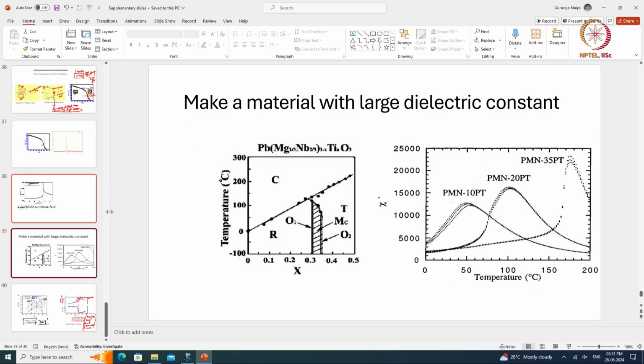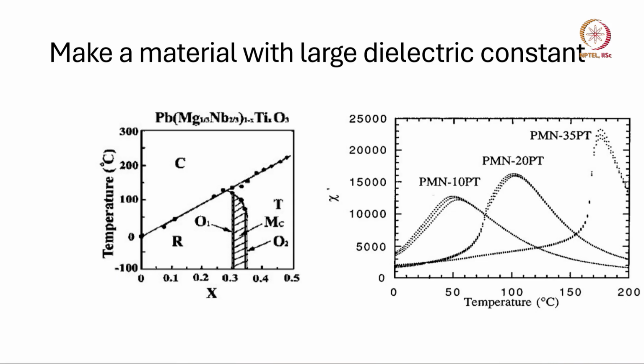Now, the phase transition, as we have seen in case of PZT, can also be not just with temperature, but it can be with composition, right. So here there is another material called PMN-PT, right. So this I just briefly mentioned, what is called a relaxor material.